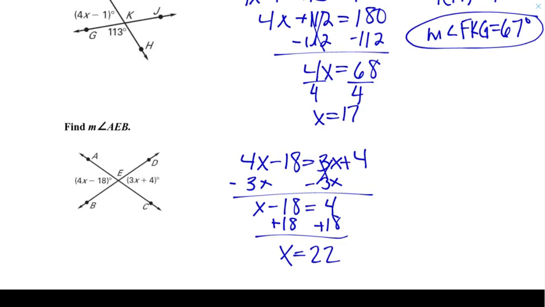We're trying to find AEB, which is the angle on the left over here. So we're going to substitute 22 in for x. And when you simplify, you should find that the measure of angle AEB is equal to 70 degrees.